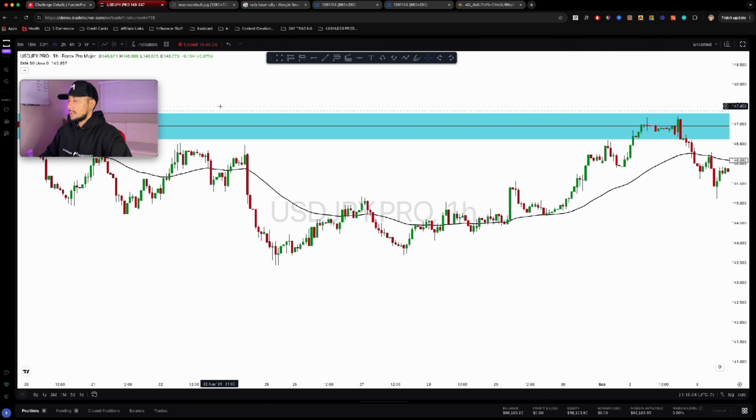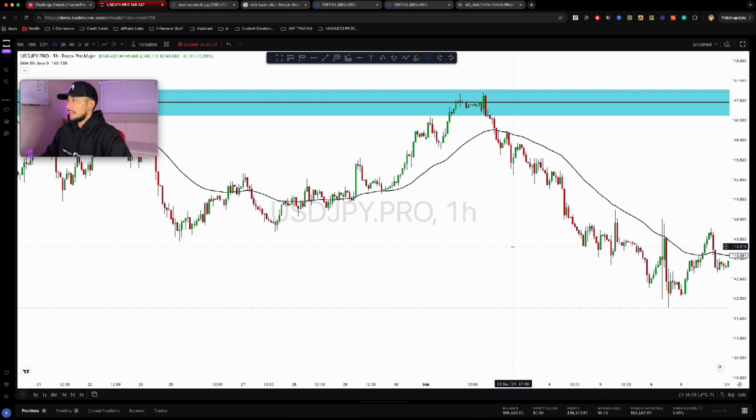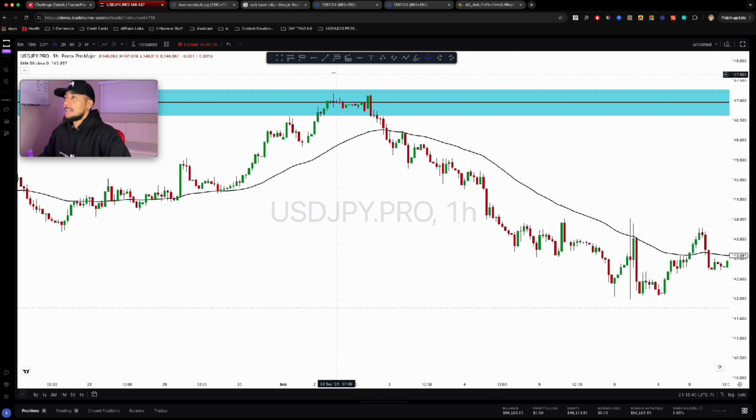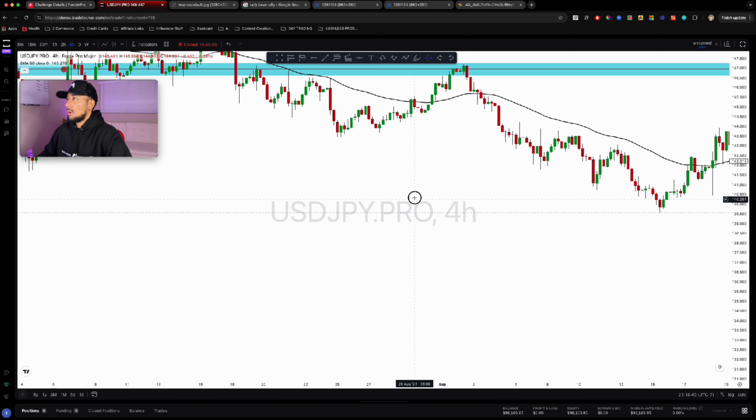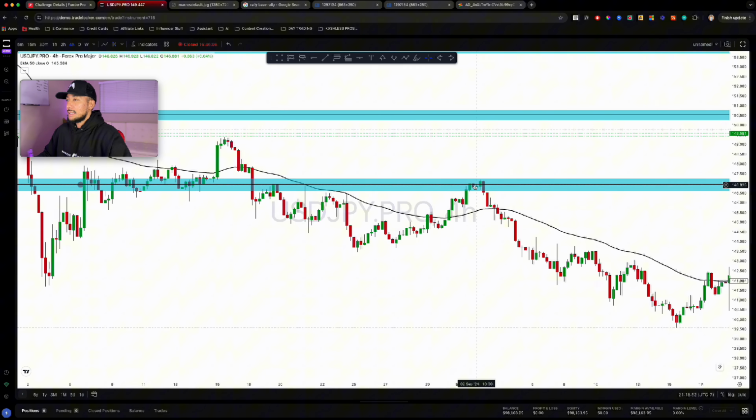All right, so the next setup that I want to show you guys is basically areas where price can reverse. So this looks like a good setup right here. Price is essentially consolidating. Let's zoom out actually to the 4 hour. Okay, so we have basically price right here consolidating.